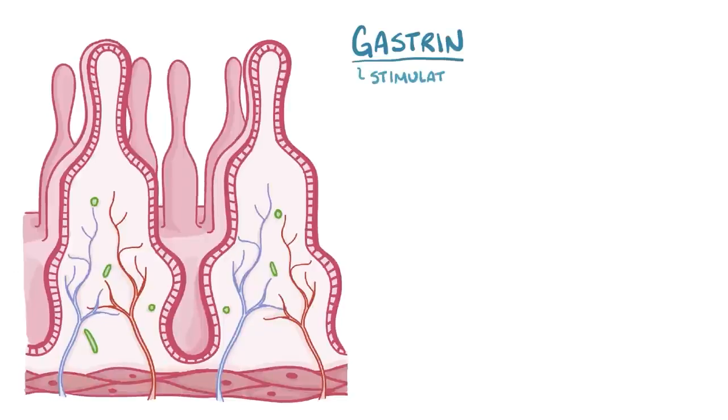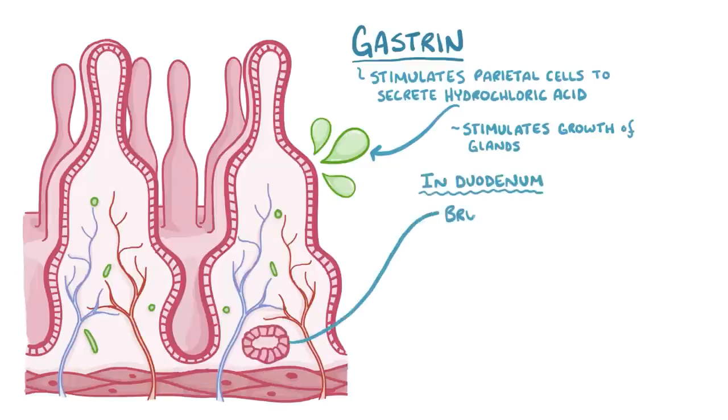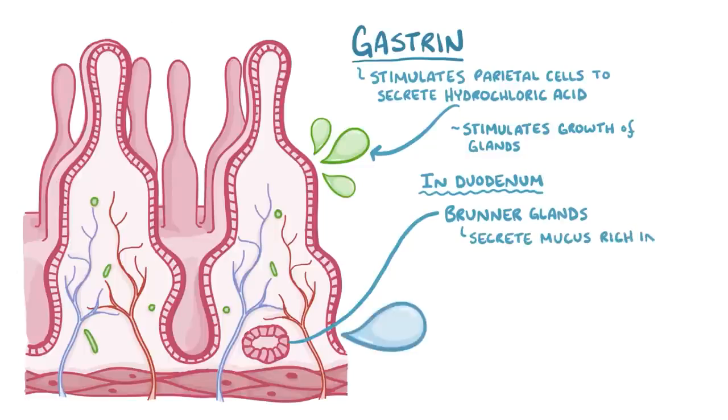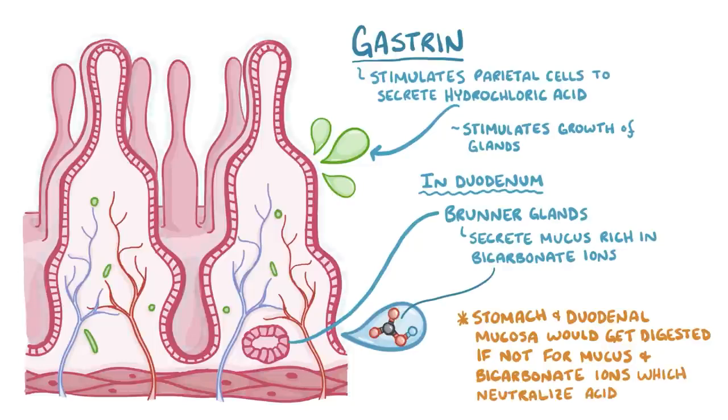Now, gastrin stimulates the parietal cells to secrete hydrochloric acid, and also stimulates the growth of glands in the epithelial layer. In addition, the duodenum has Brunner glands, which secrete mucus rich in bicarbonate ions into the lumen. With all the digestive enzymes and hydrochloric acid floating around, the stomach and duodenal mucosa would get digested if not for the mucus coating the walls and bicarbonate ions secreted by the duodenum, which neutralizes the acid.